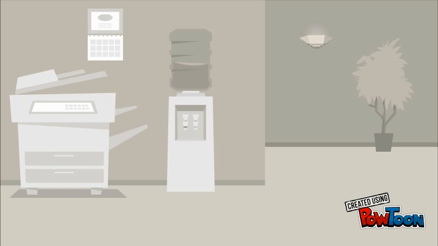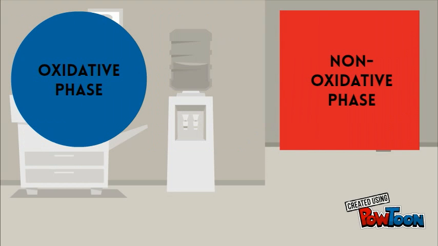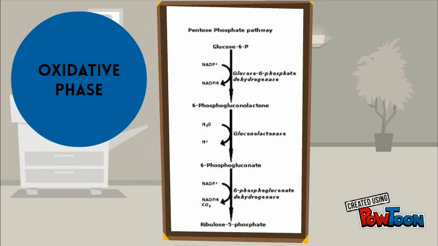There are two phases in the pentose phosphate pathway. The first is the oxidative phase, and the second is the non-oxidative phase. But we're gonna focus first on the oxidative phase. The big idea in here is that we produce NADPH.